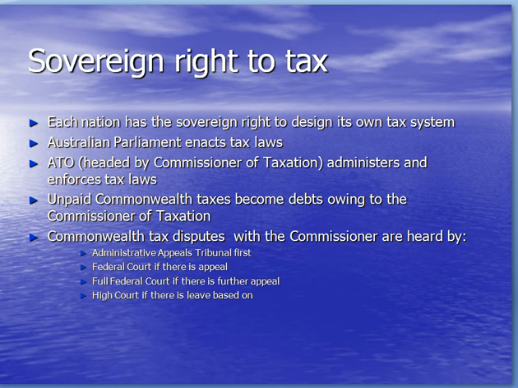Commonwealth tax disputes with the Commissioner are heard by, firstly, the Administrative Appeals Tribunal, then the Federal Court if there is an appeal, the full Federal Court if there is any further appeal, and a taxpayer will only be permitted to go to the High Court if there is leave granted because it's a matter concerning the nation's welfare, and based on the Constitution, taxation law would fall into that category.